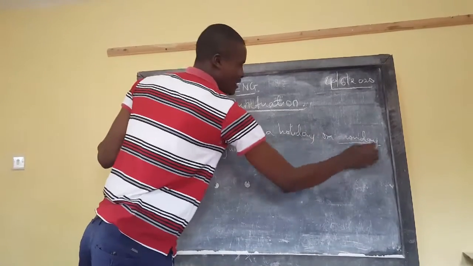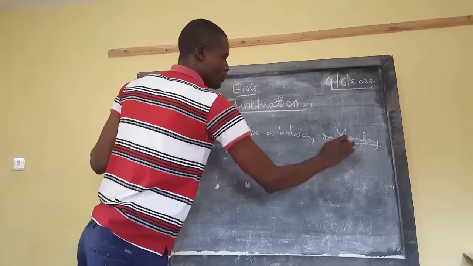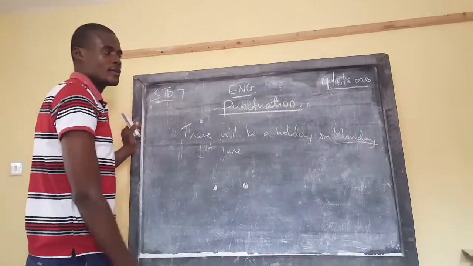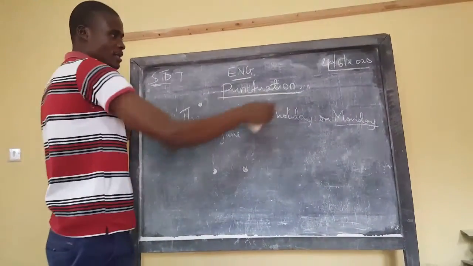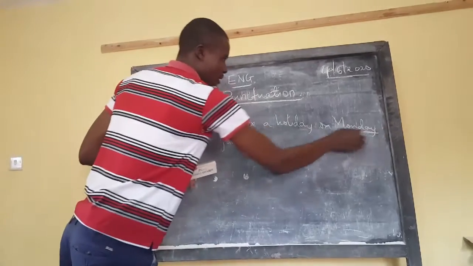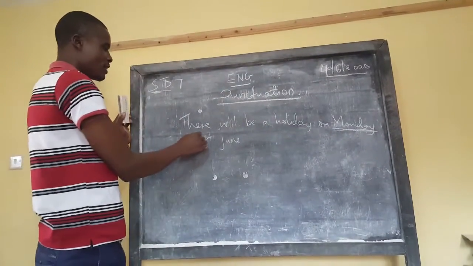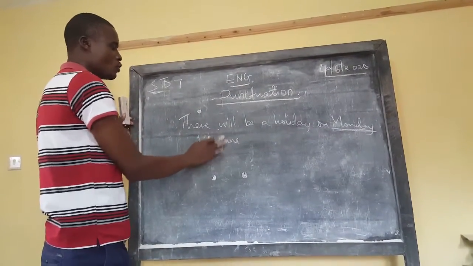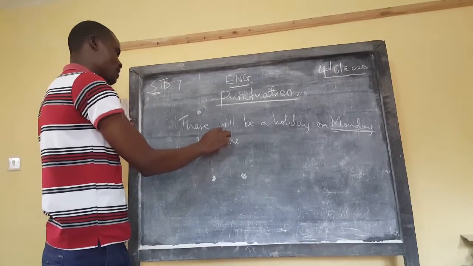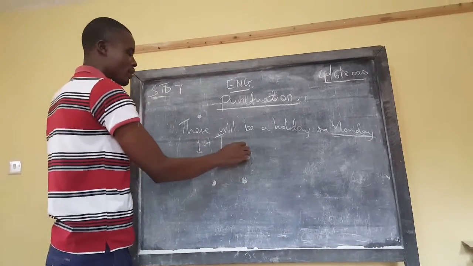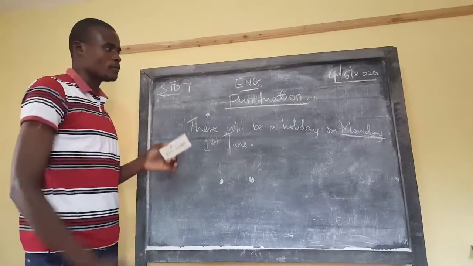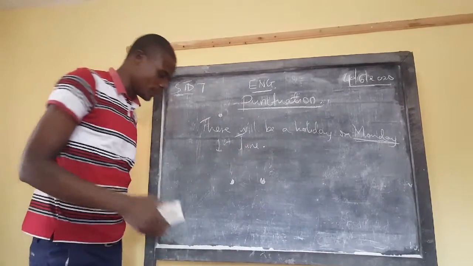Monday, learner, remember Monday is a proper noun. All days of the week, months of the year, and so on. So Monday is capitalized like that. And then 1st is alright. June, yes, is written with a small letter. You must make it a capital letter. And then end with the what? The full stop. This end is also correct.